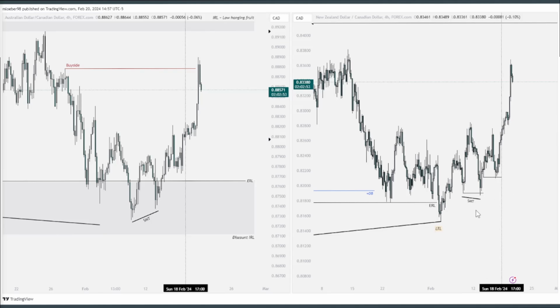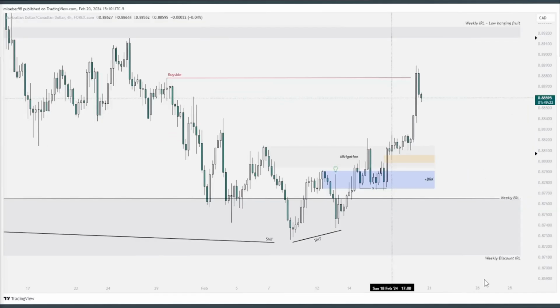I have the stop hunt set here on NZD CAD, but the delivery was much more clean on AUD CAD to our buy side liquidity pool draw, because we created the stronger higher low here compared to NZD CAD making the lower low. So I did focus on AUD CAD for the long position to take to that high once we got to the new week open.